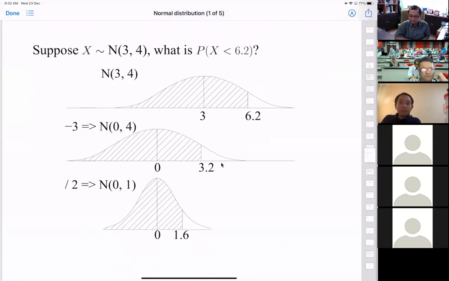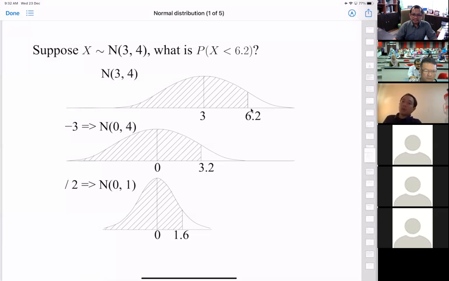Suppose we have mean 3, variance 4, meaning standard deviation equal to 2. Remember, standard deviation is the square root of variance. Variance 4, standard deviation is equal to 2. The question is, what is the probability it is less than 6.2?